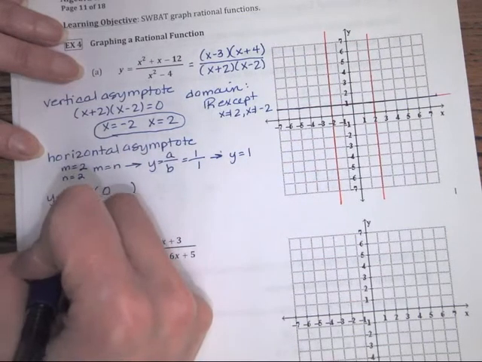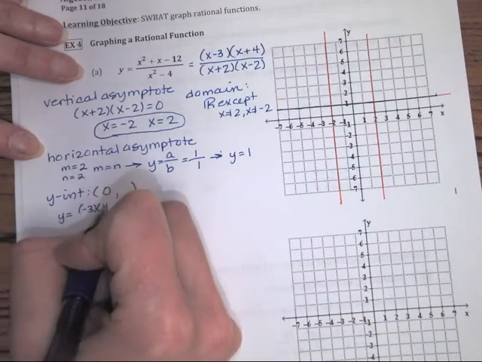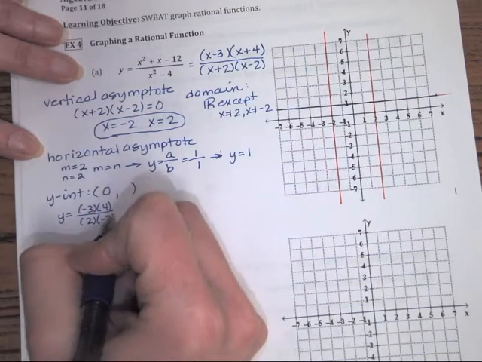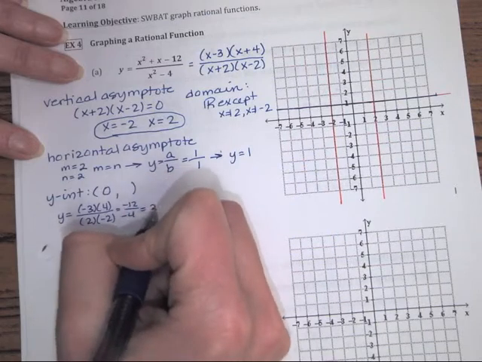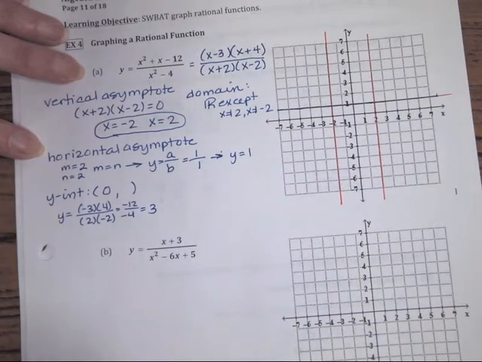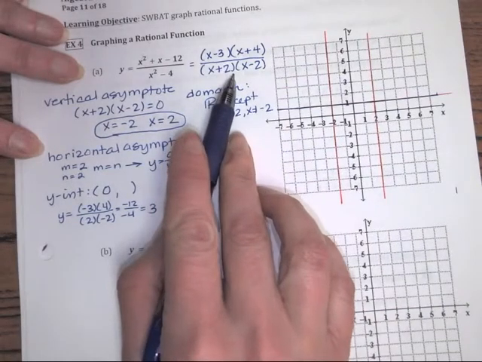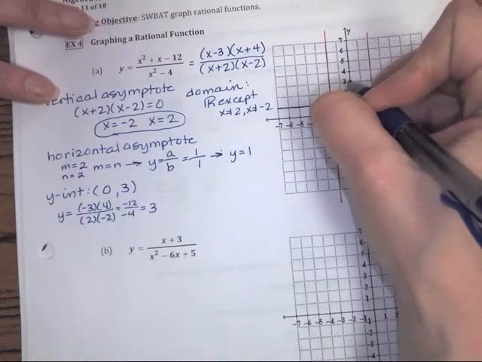So I would have negative 3, positive 4, 2, and negative 2, which gives me negative 12 over negative 4, which is positive 3, right? All I did was plug 0 in. My function right here, plug 0 in. So 0, 3. So there we are.